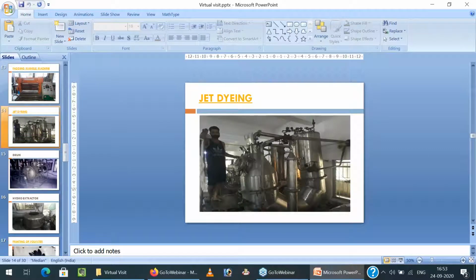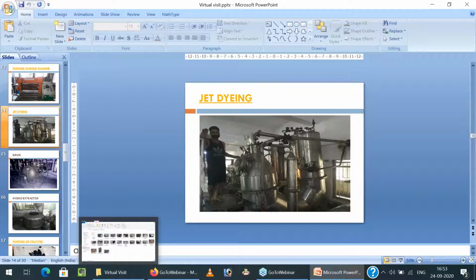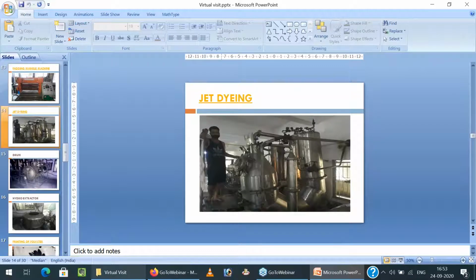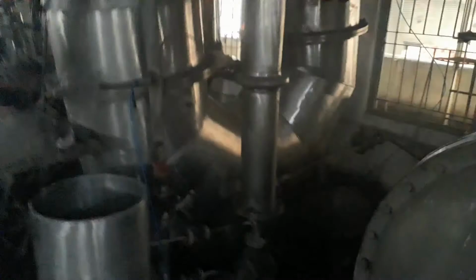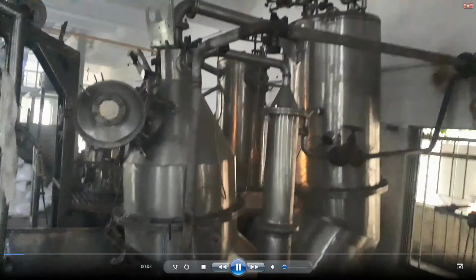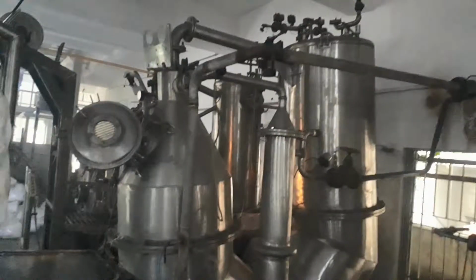Now we have already seen the laboratory dyeing with the IR beaker dyeing machine. We have a commercial scale jet dyeing machine at our Pandesara Extension Center of Mantra. I will show you how jet dyeing is actually done in industry. So this is the main vessel of the jet dye. This is the heat exchanger. This is the head dye tank.